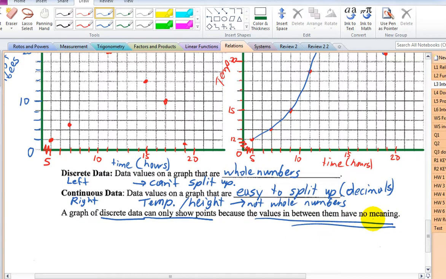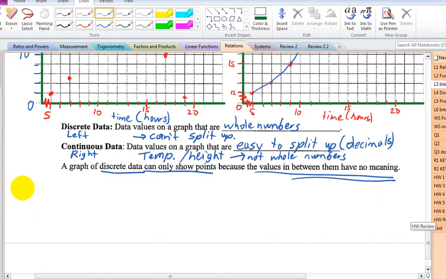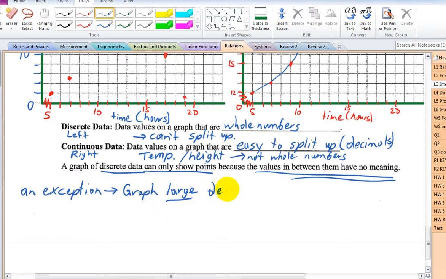Now you see this done wrong in the newspaper all the time. They'll connect dots when they shouldn't. There's an exception. Yes, the exception is when you graph large discrete values. Okay. If you're graphing large discrete values, then you would connect them.